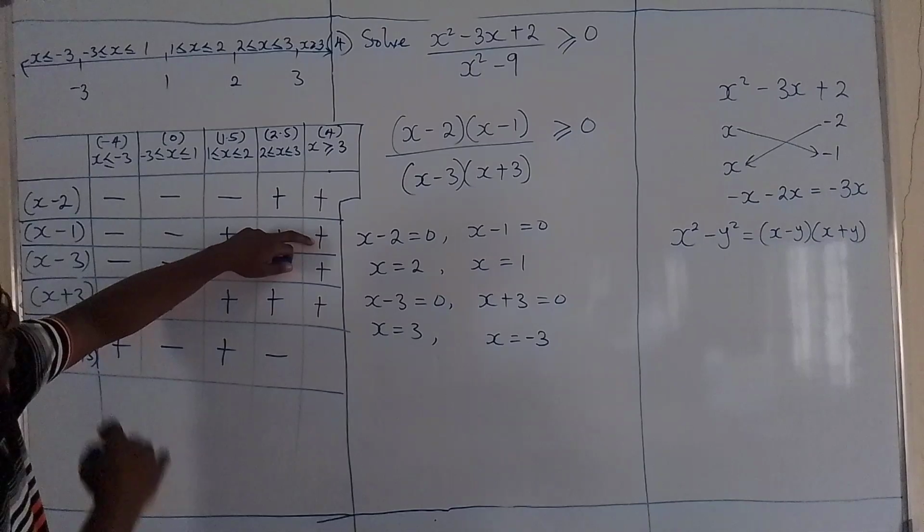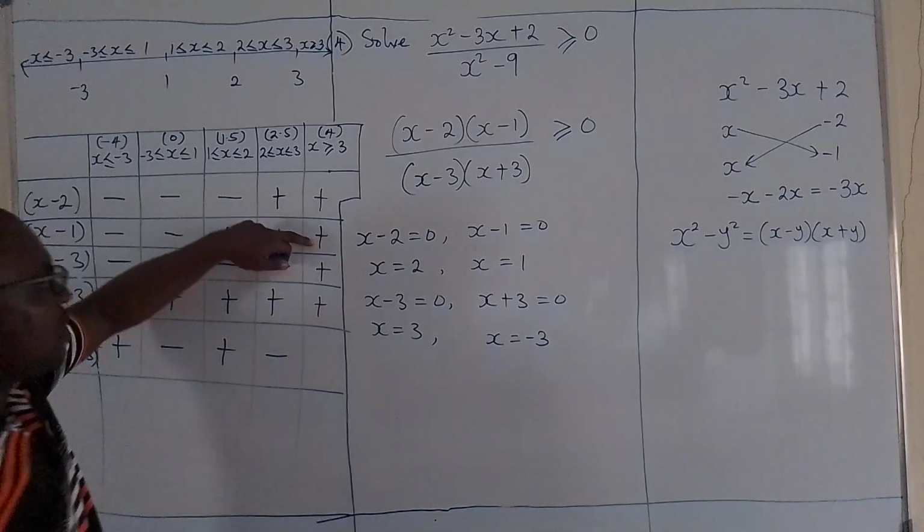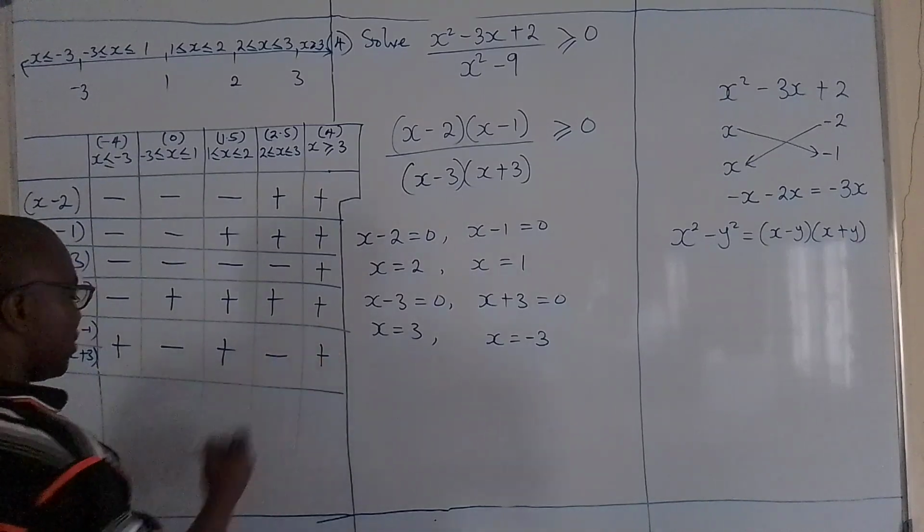Positive times positive for the numerator, positive. Positive times positive for the denominator, positive. So positive divided by positive is positive.